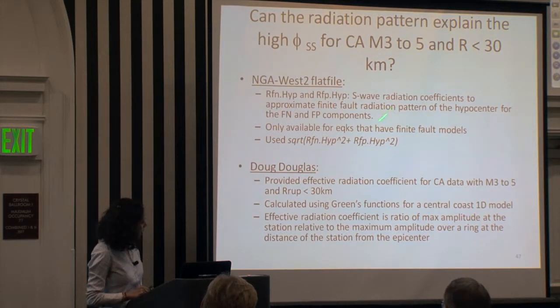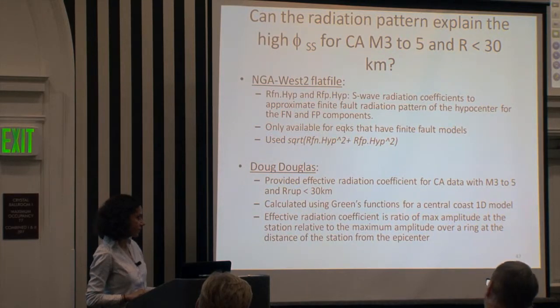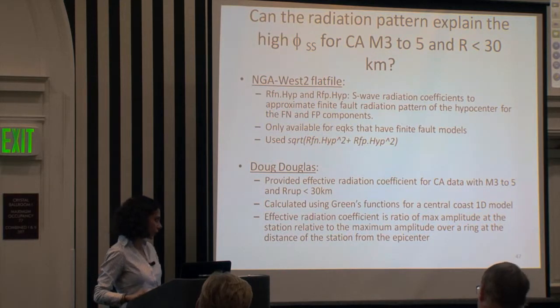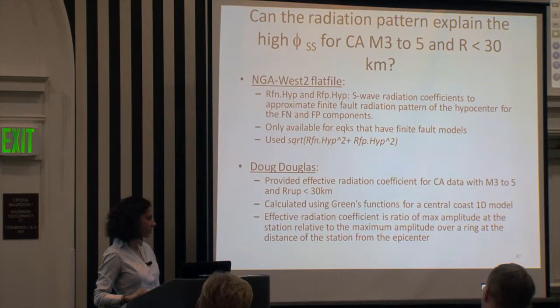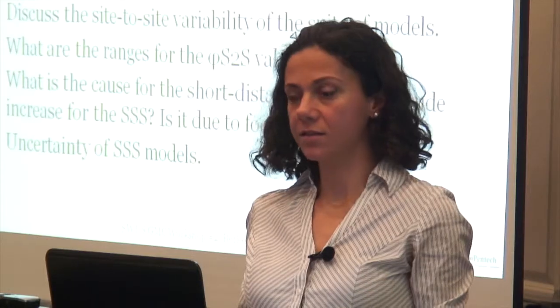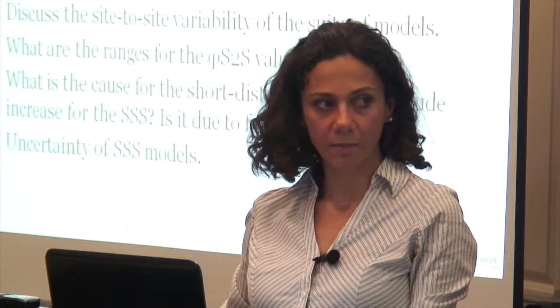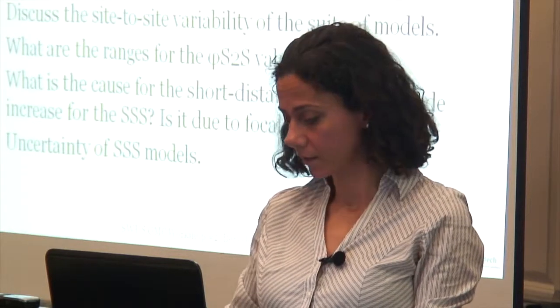So Doug here did some simulations and took these small magnitude events and calculated effective radiation coefficients for this data set using Green's functions for a central coast 1D model. So basically, this radiation coefficient is the ratio of the maximum amplitude at the station relative to the maximum amplitude over a ring at the distance of that station. So this is period independent, and this one too is period independent.